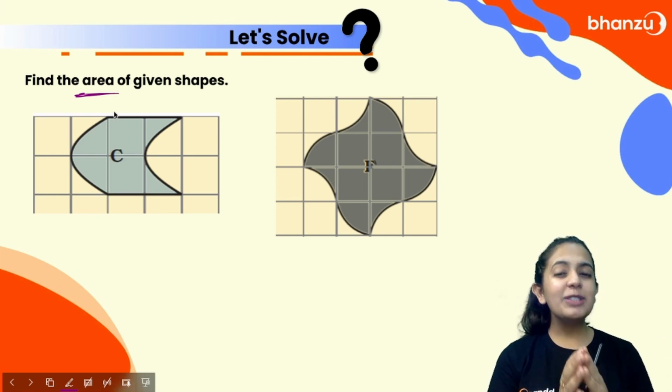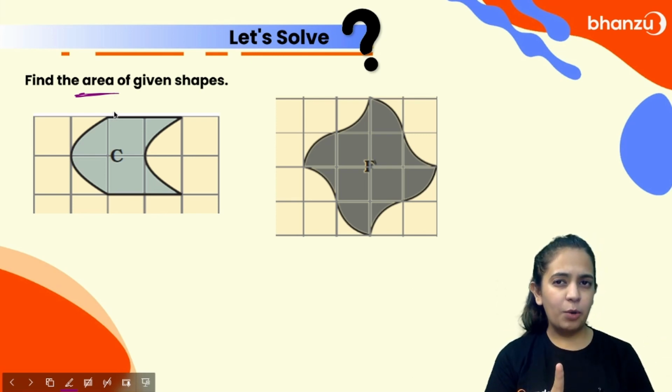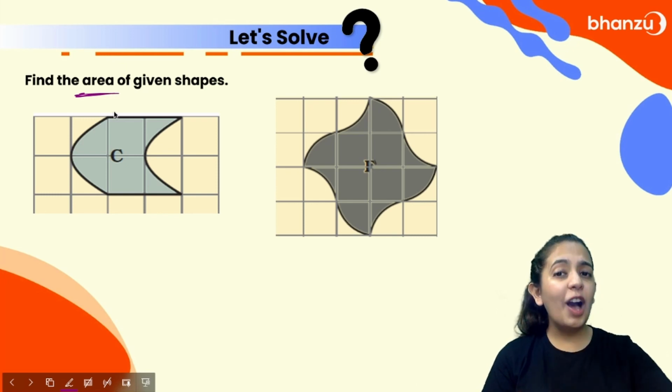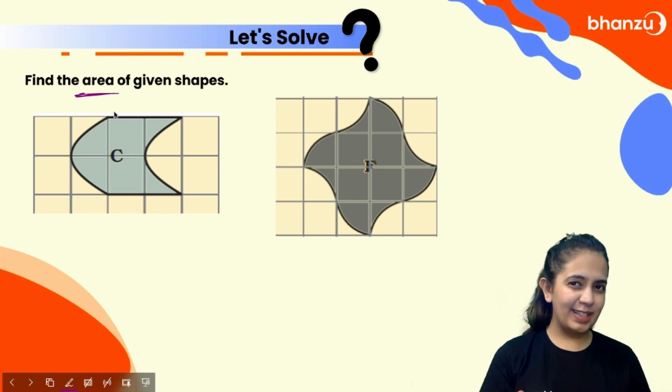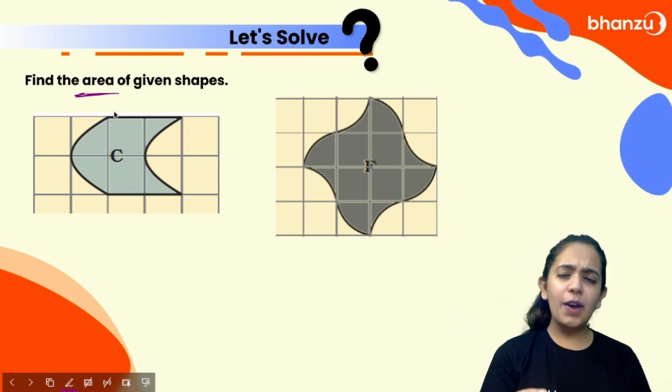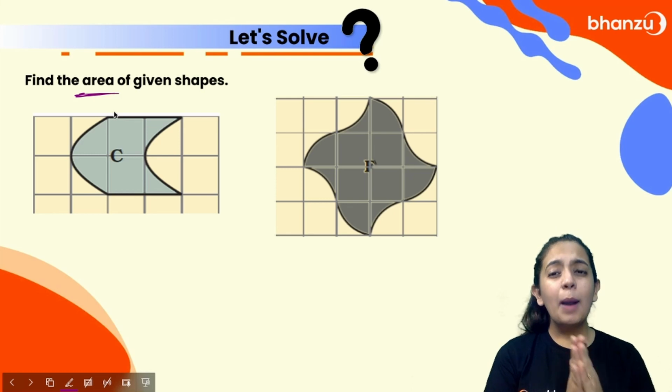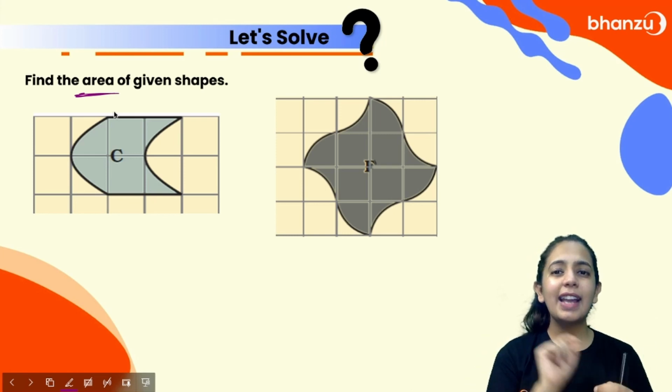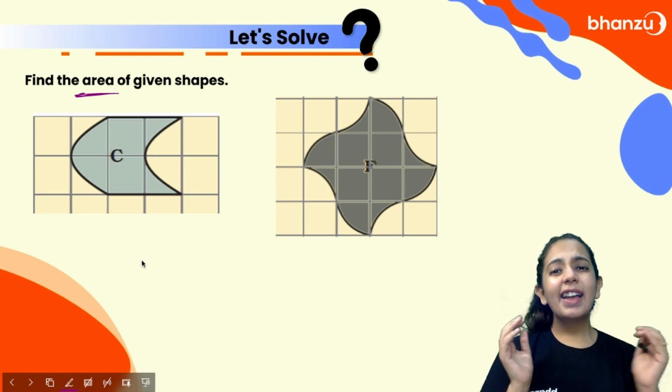So if the shape is occupying 1 complete square box, count it as 1. And if it is occupying more than half of the box, again count it as 1. If it is occupying exactly half, then you have to count it as half only. But what if it is occupying less than half of the square box? Then consider it as 0. So these are the 4 rules that you have to remember in such cases.